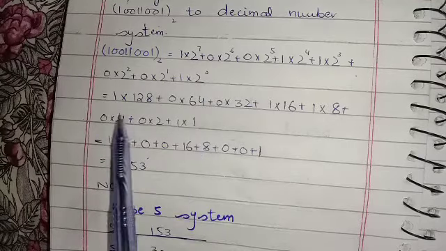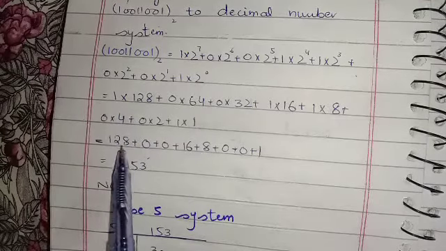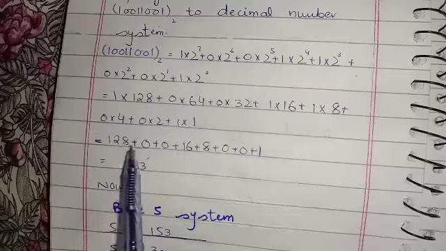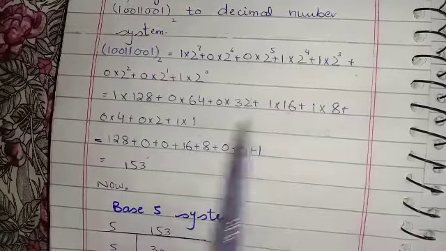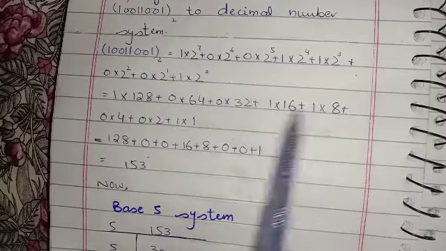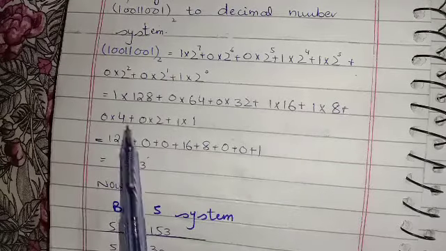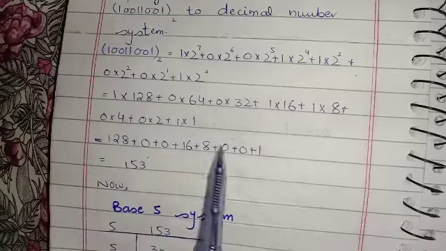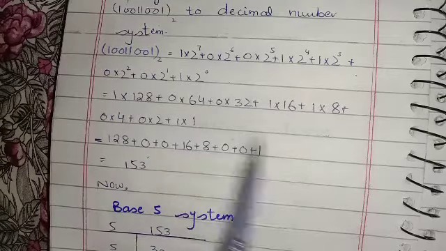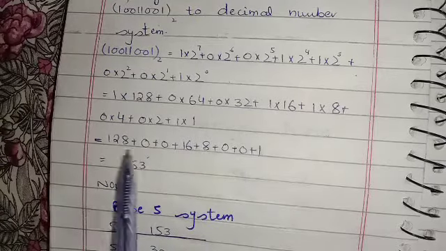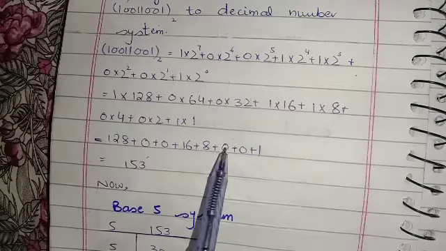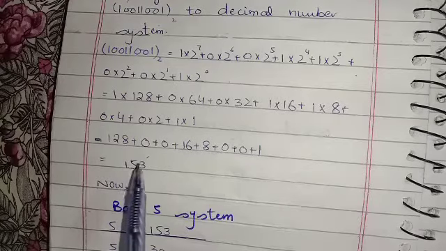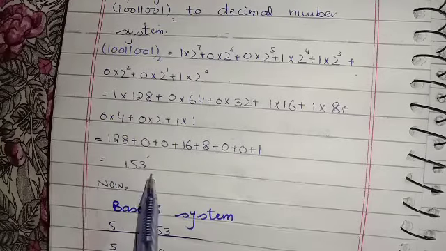Now students, we will multiply 1 into 128 we got 128 plus 0 into 64 we got 0 plus 0 into 32 we got 0 plus 1 into 16 we got 16 plus 1 into 8 we got 8 plus 0 into 4 we got 0 plus 0 into 2 we got 0 plus 1 into 1 we got 1. Now students, we will write all the answers and add them. After the addition we got 153. Now we have the decimal number.